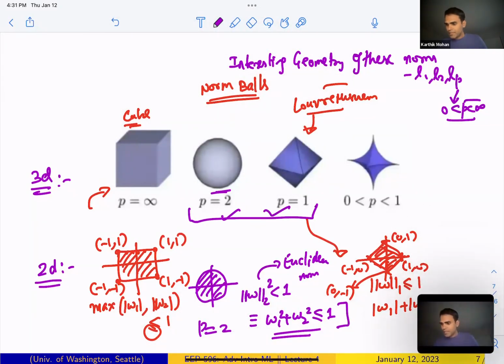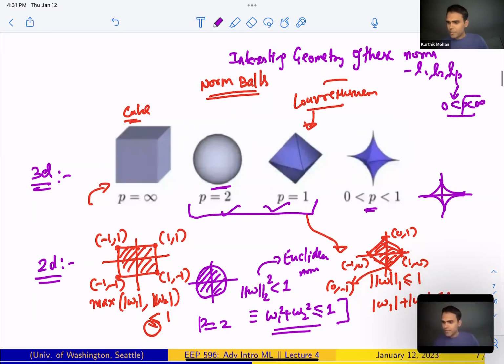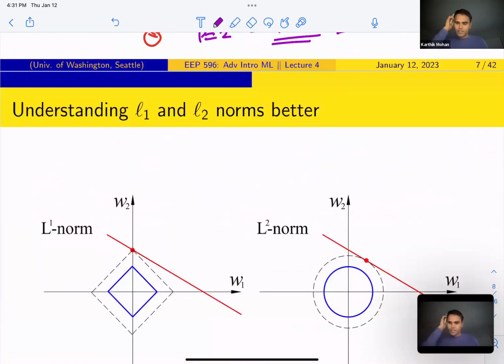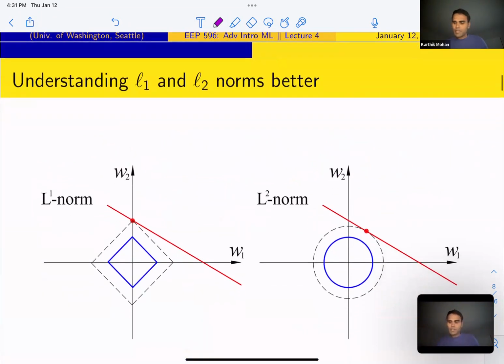Then you have Lp with p less than 1, which has a crazy shape, looks like this. People have also used this; I also used this when I was doing research during my PhD. But okay, let's understand. Now that we know these are the norm balls, that is, when you constrain it within a certain value, the shape it takes looks like a diamond or a circle, we understand that now.